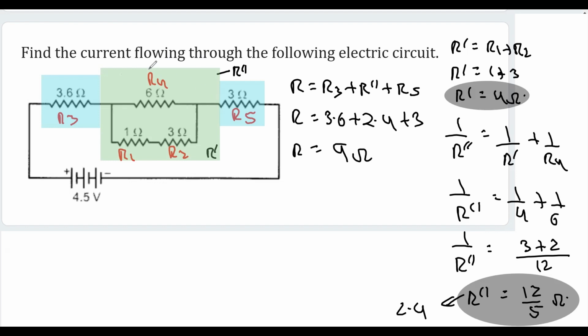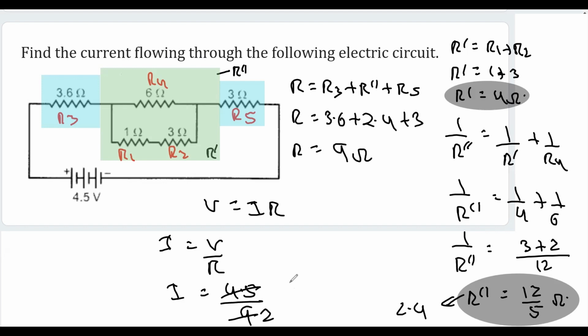Now check what we had to calculate: the current flowing. So V is equal to IR. I can say therefore I is equal to what? V over R. From the figure, how much is V? 4.5. 4.5 divided by 9. 4.5 is half of 9, so I can cancel this. So I is how much? Total current is 1 over 2 ampere, or I can say 0.5 ampere.